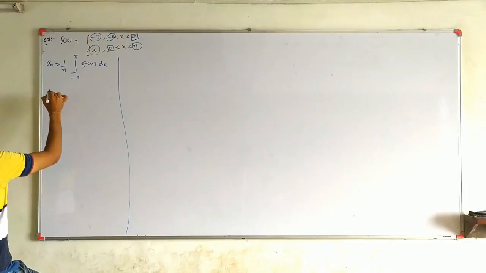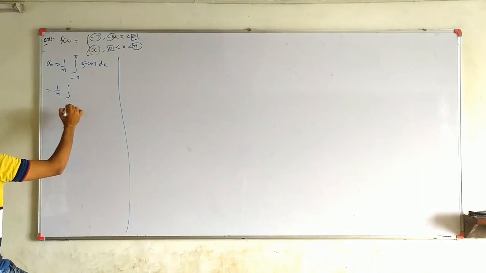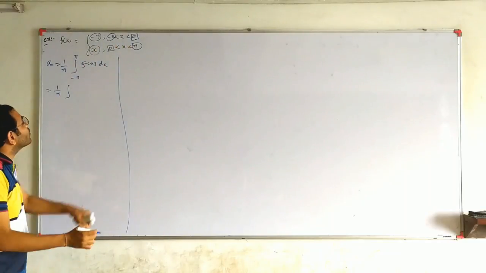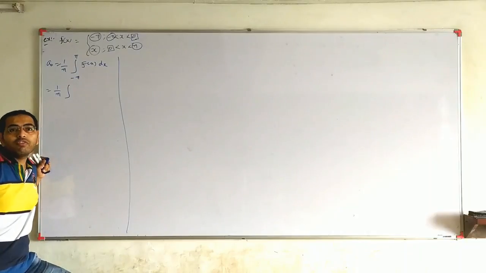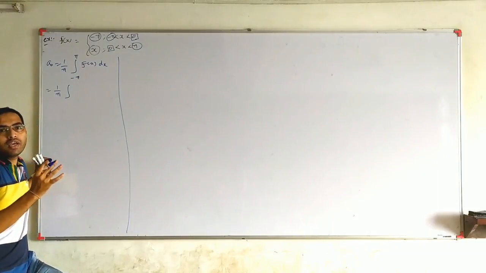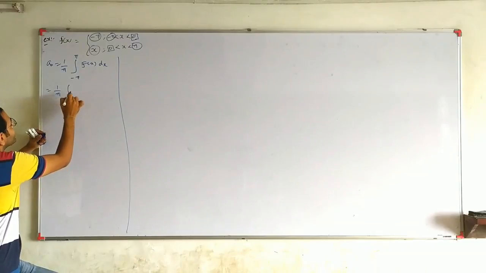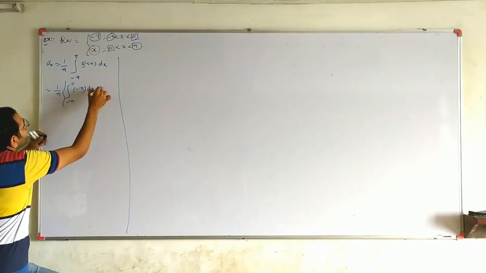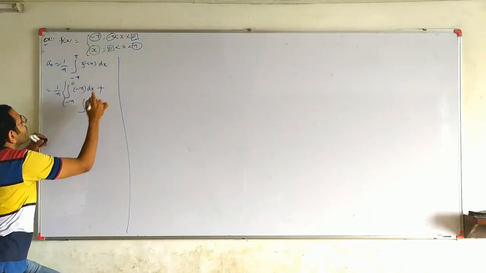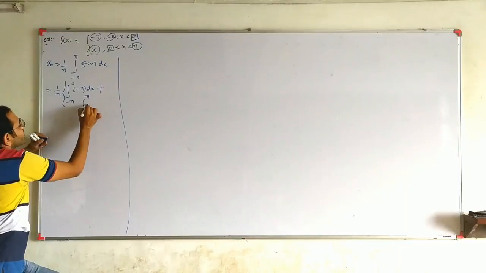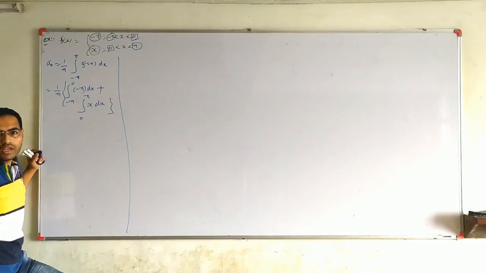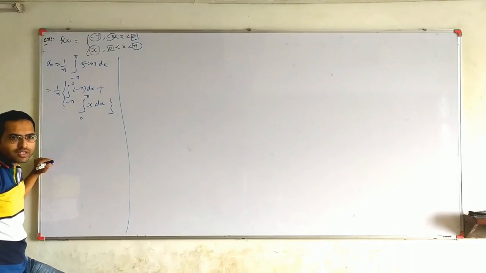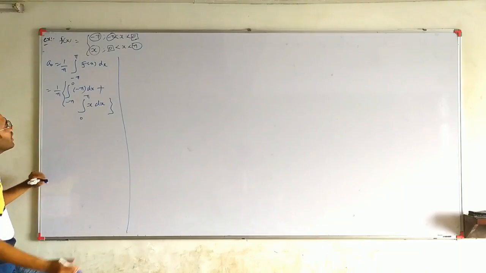Now, we have a function whose value is minus pi in the range minus pi to 0, which means we will break the limits. The first limit is minus pi to 0, where the function value is minus pi, plus 0 to pi, where the function value is x, dx. In this type of example we must break the limit of integration and solve.